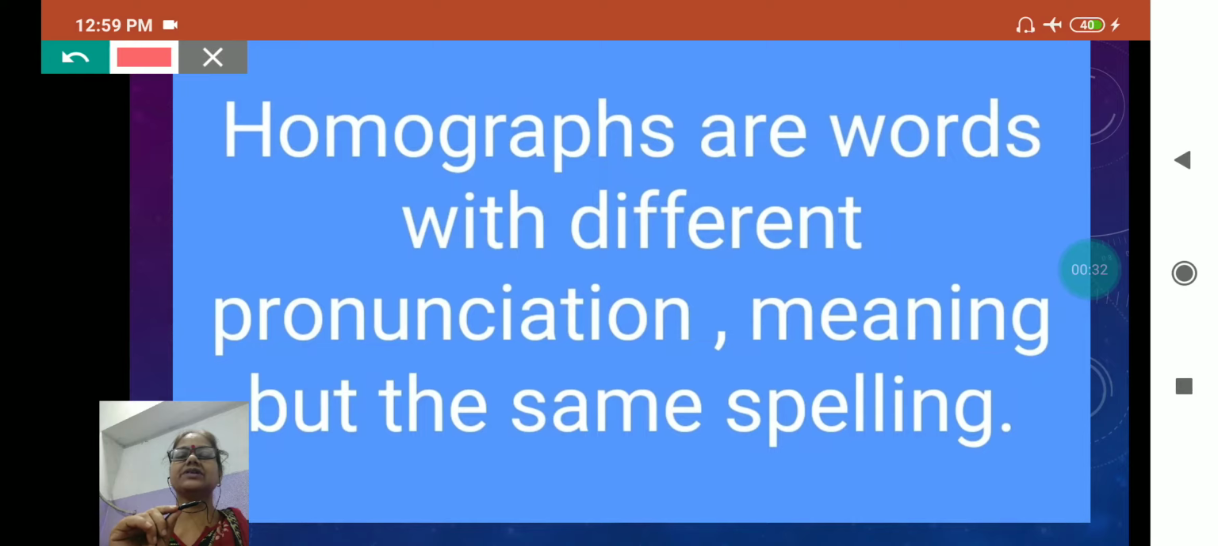Homographs are words with different pronunciation and meaning but the same spelling. Pronunciation may be the same also or different also. Meaning is totally different but spellings are the same. These words are called homographs.